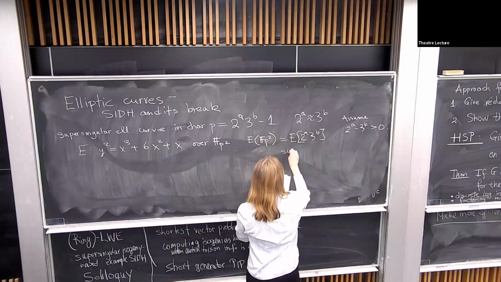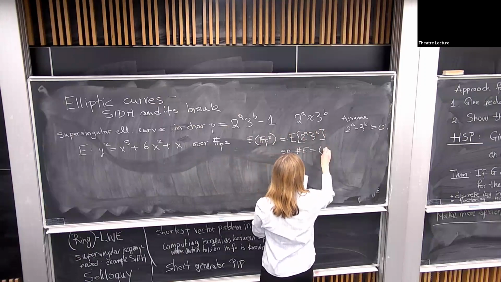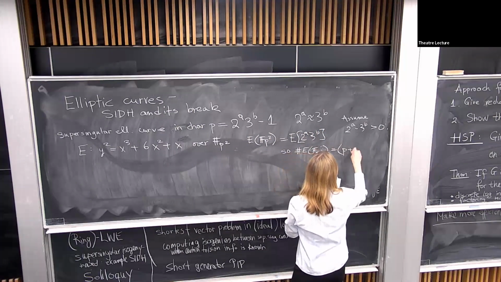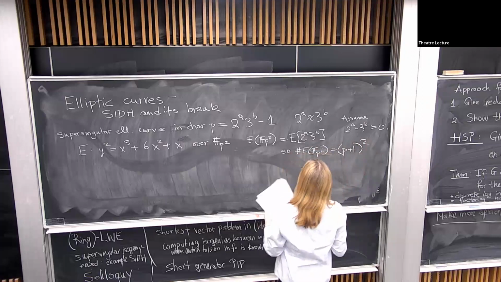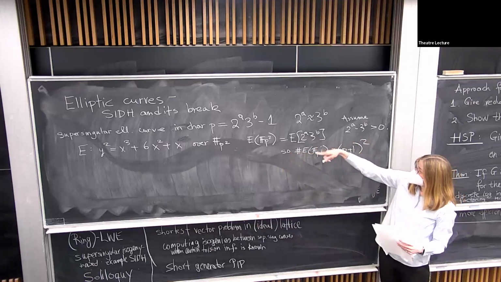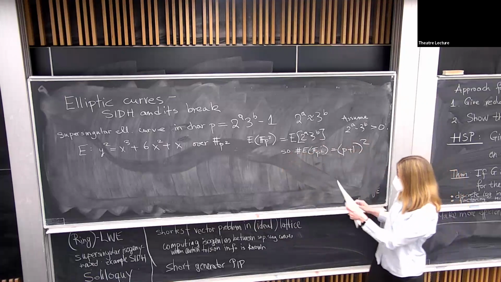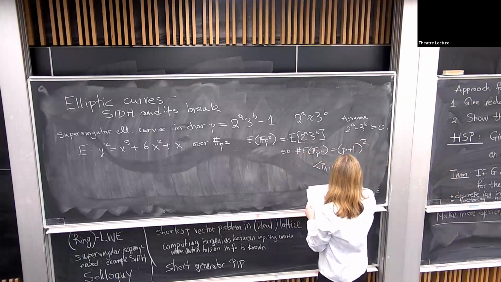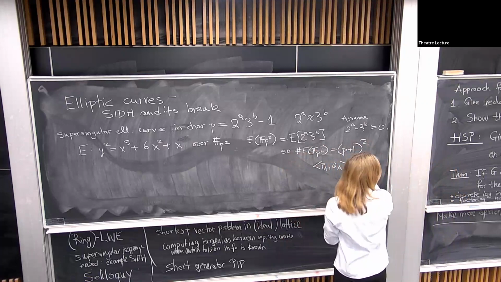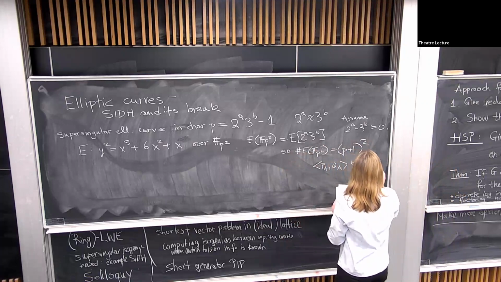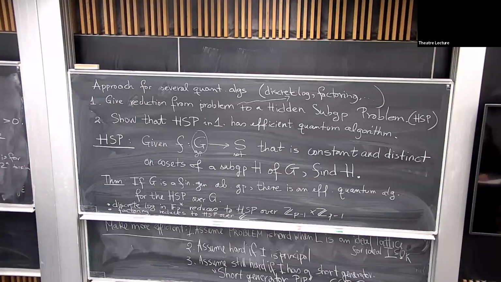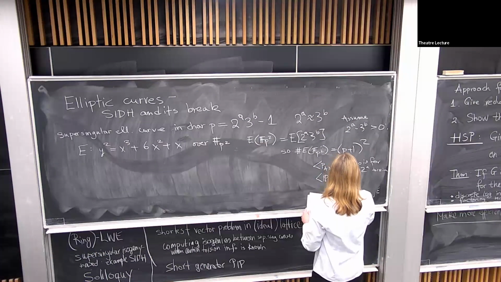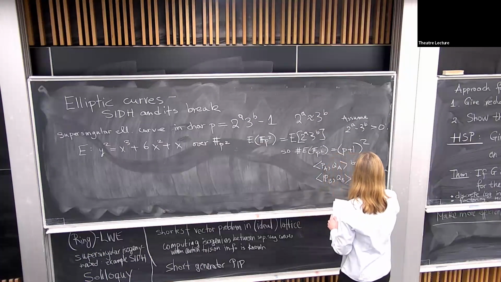And so the number of points over F_p squared is (p plus 1) squared. And so then I have F_p squared rational 2^a torsion and 3^b torsion. So I'm going to just fix a basis. P_A, Q_A is a basis for the 2^a torsion, and P_B and Q_B is a basis for the 3^b torsion.